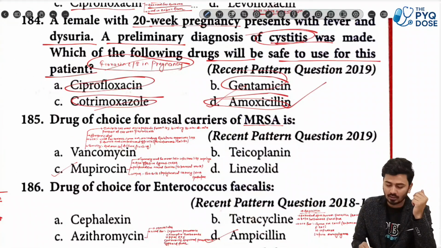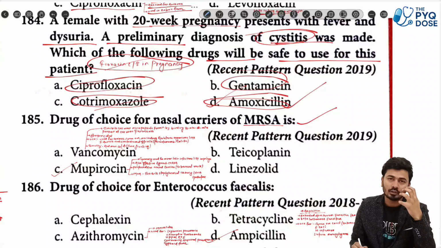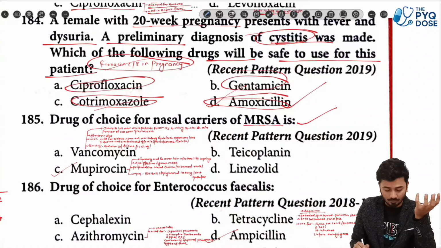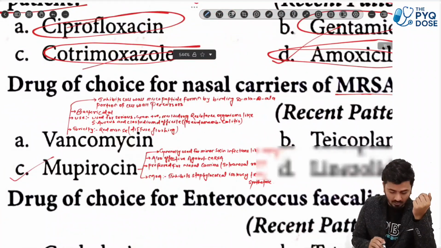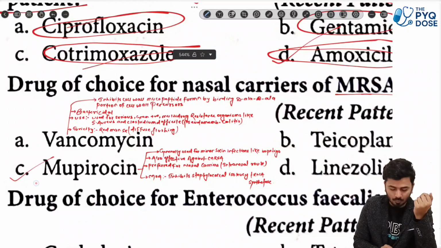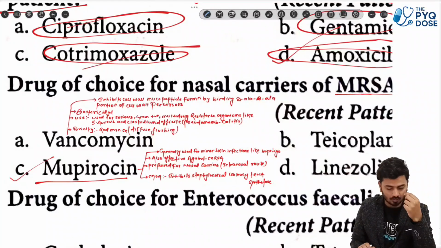Drug of choice for nasal carrier of MRSA. Look, this is methicillin resistant Staphylococcus aureus. Generally in these cases, some drugs of choice will be there, and they are asking for the drug of choice for nasal carriers. Only this question has been repeated so many times in so many examinations. So if we see here, this is mupirocin. This is nothing but mupirocin, the drug of choice for nasal carriers of MRSA.